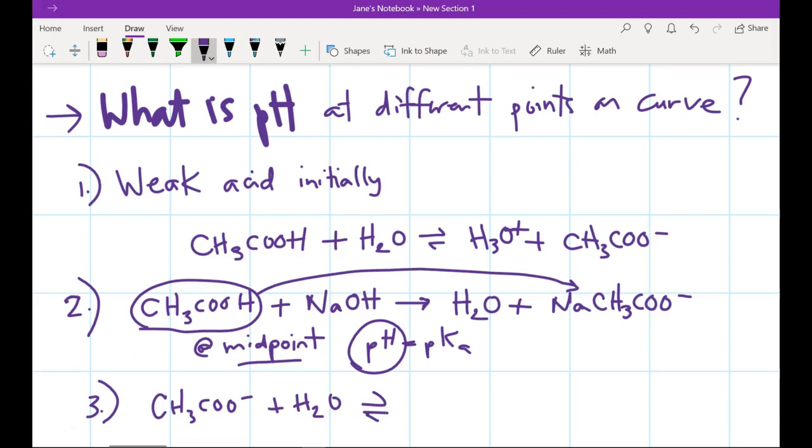And you do really want to be able to write that reaction to do an ice table. So this is the reaction at equivalence point for the titration of a weak acid with a strong base. And at equivalence point of a weak acid with a strong base, we have the formation of hydroxide ion, which causes the solution to be basic, to have a high pH, greater than 7.